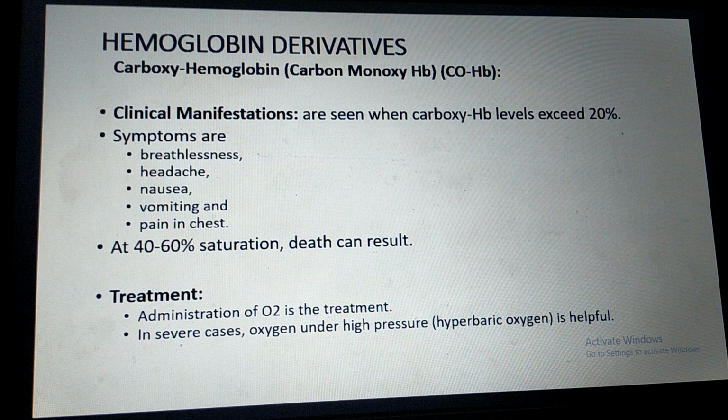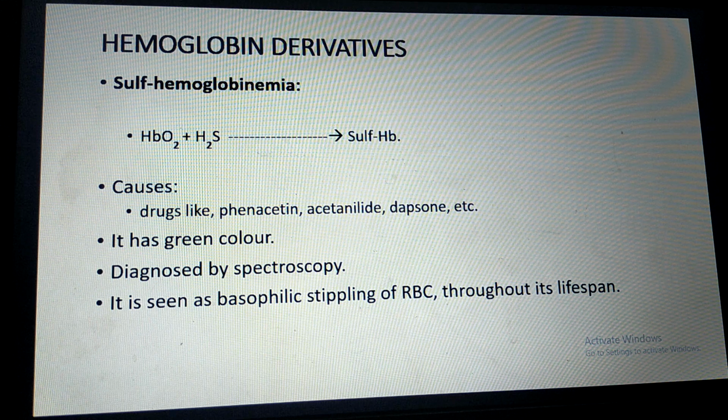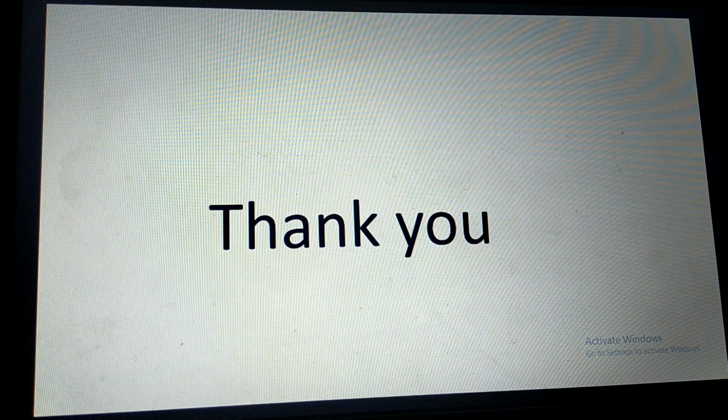Next is sulfhemoglobin. When oxyhemoglobin binds with hydrogen sulfide, sulfhemoglobin is formed. Causes are mainly the drugs which release this gas in the body: phenacetin, acetanilide, dapsone, etc. Sulfhemoglobin is green color hemoglobin. It is also diagnosed by spectroscopy. It is seen as basophilic stippling of RBC throughout the lifespan of RBCs. So this is about normal and abnormal hemoglobin derivatives.